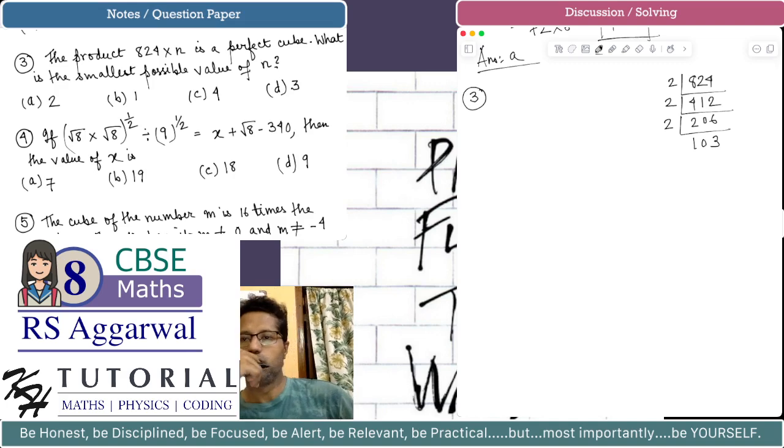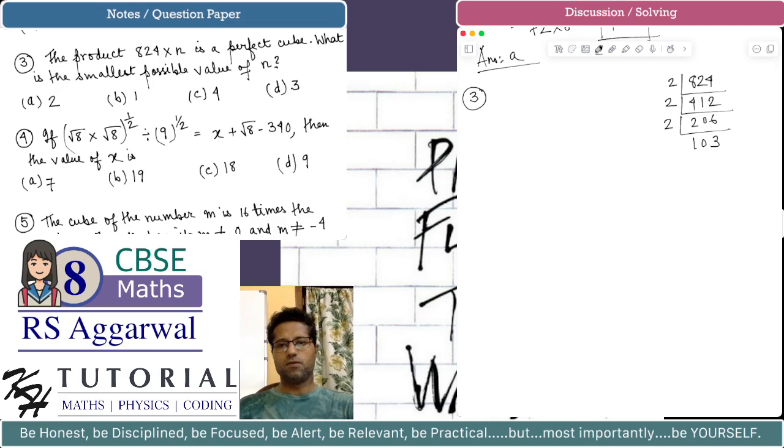824, or 412, or 206, 103. 824. Perfect cube. What is the smallest possible value of n?